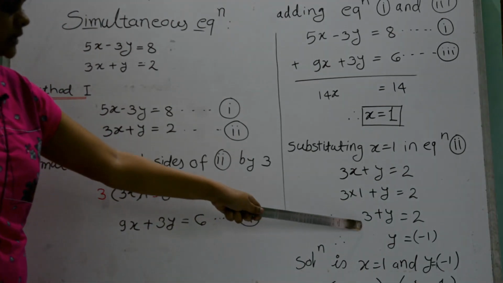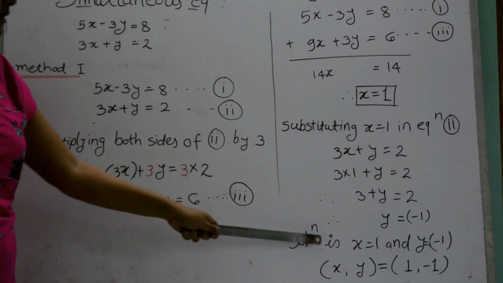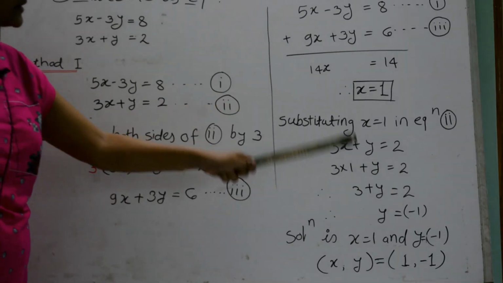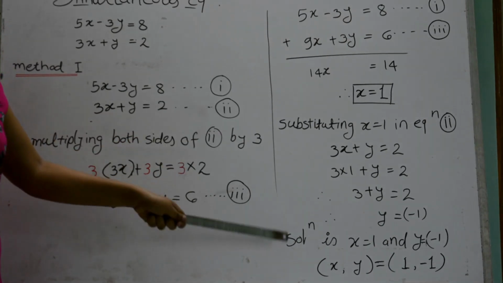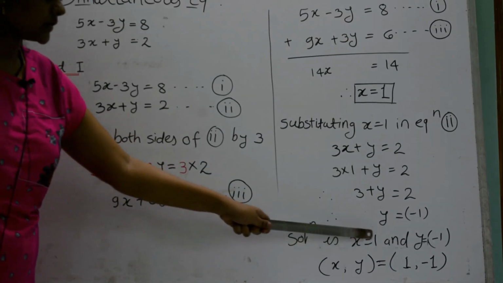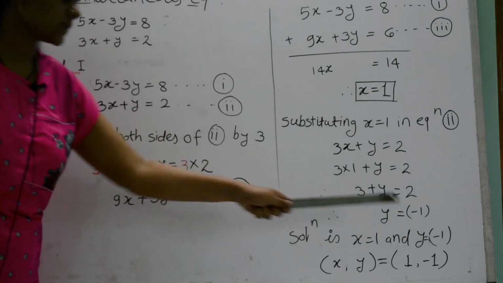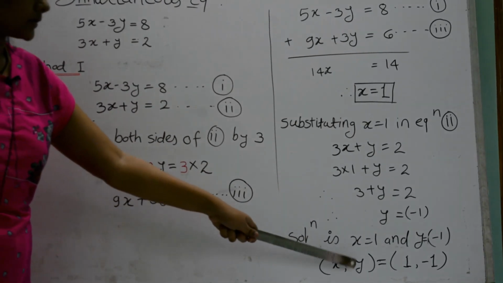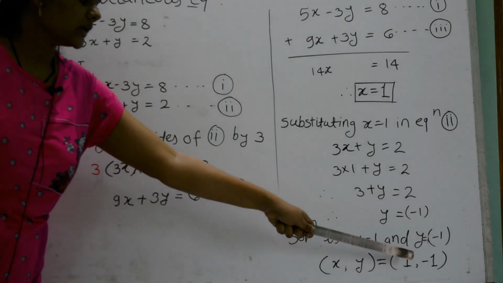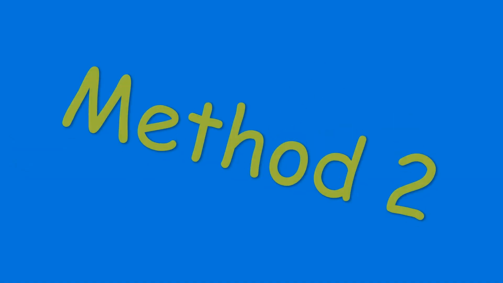So finally, what do I get as the solution? The solution is x is equal to 1, y is equal to minus 1. I have to write this below the solution. That solution is x is equal to 1 and y is equal to minus 1. I can write this this way also, in brackets (x, y) is equal to (1, minus 1).